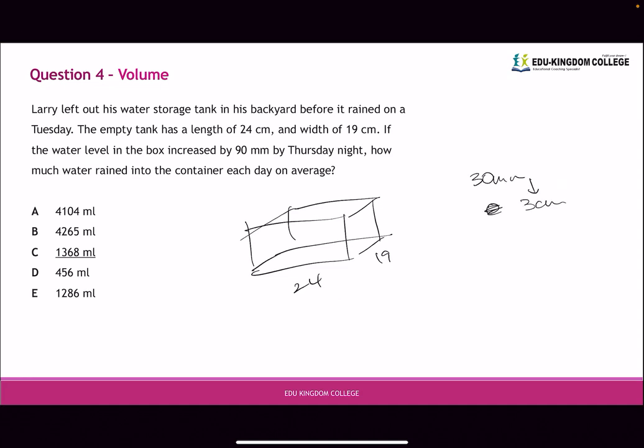Okay, each night. So what we want to do is 3 times 24 times 19. So 3 times 24 is 72 times 19. Let's try times 20 and then minus 1. So times 20 minus 1 is going to be 1440 minus 72, which is going to be 1368, which is here.